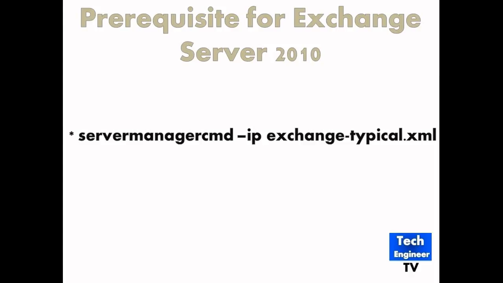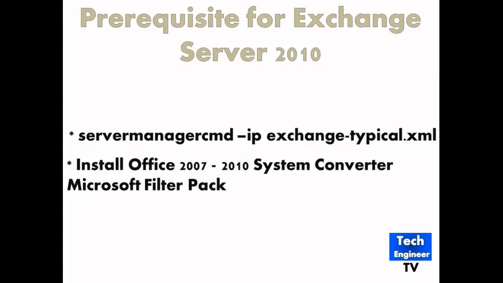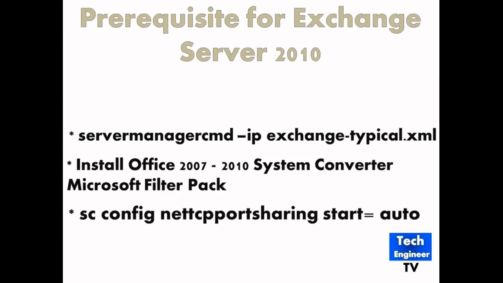We took one simple command, servermanagercmd -ip exchange-typical.xml. We first extracted Exchange Server, then went to the scripts folder and ran this command. With this command we were able to install the roles and features. Then we installed Office 2007 2010 System Converter and Microsoft Filter Pack. Then we set Net.TCP Port Sharing to auto mode.